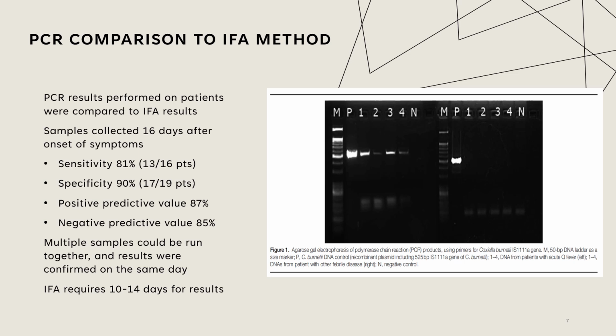The agarose gel electrophoresis is shown here on the right. Patients on the left side of the gel, 1 through 4, were positive for Q fever, as is shown by the bands shown here, whereas on the right side, it's patients with other febrile diseases, and they are negative for the band compared to the Q fever patients.